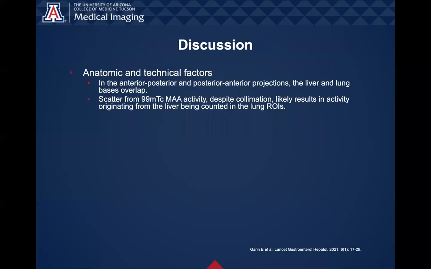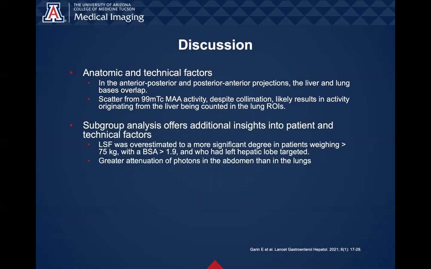So what does this all mean? Well, certain anatomic and technical factors should be considered when thinking about these differences. For starters, there's a clear overlap of the liver dome and lung bases in AP and PA projections. Additionally, scatter from MAA activity from the liver, especially lesions near the dome, likely gets included in the lung ROIs.